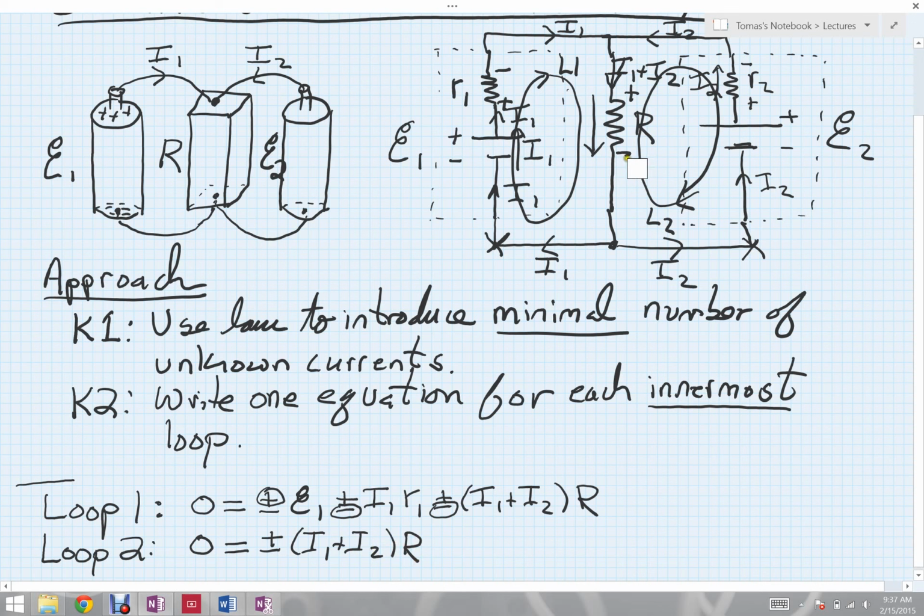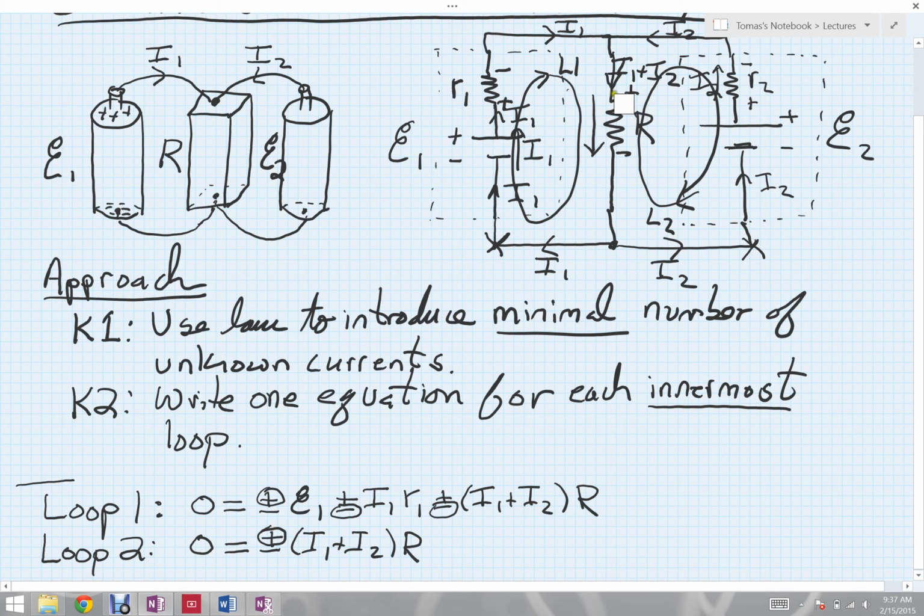The resistance is R, so that's going to be plus or minus (I1 plus I2) times the resistance R. In this case, though, notice I'm going in the direction of my loop, L2, up through that resistor against the flow of the current. That's going to be a positive voltage. You can also see that because I'm going from a minus to a plus. That would be a gain. So this will be a positive term in this case.